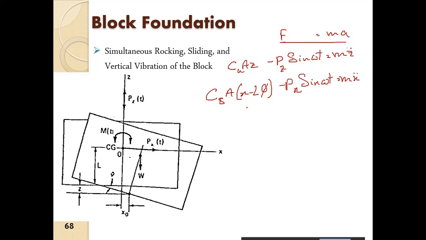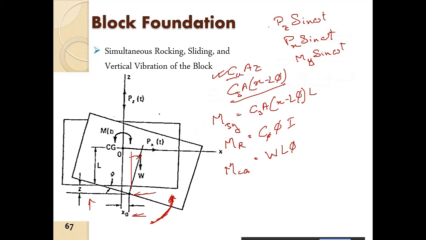Then apart from that, we have the moment. So now what are the moments? So let us see. W L phi is in this direction, C phi A is in this direction. Okay, so all clockwise, if I consider it to be clockwise. Then we have the moment due to the resistance from the soil in the anti-clockwise.